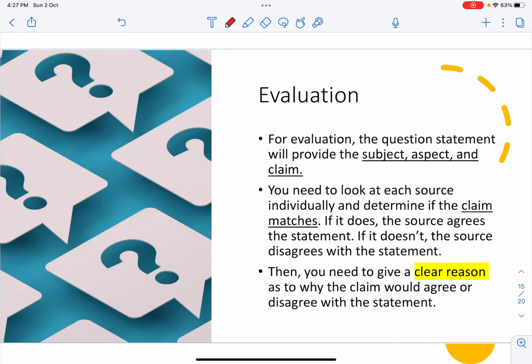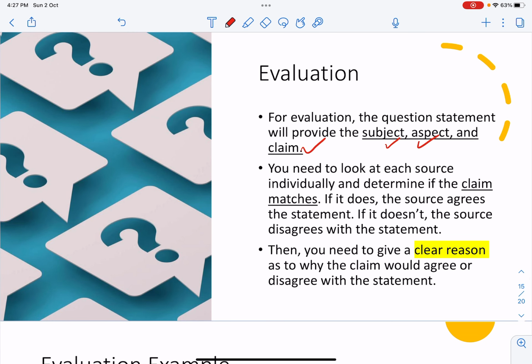Okay, now let's talk about evaluation. For your evaluation inference rights, they will normally give you subject, aspect, and claim, and then they will ask you, do the sources in the case study agree or disagree with this claim? All right, so they give you the subject, they give you the aspect, they give you the claim.